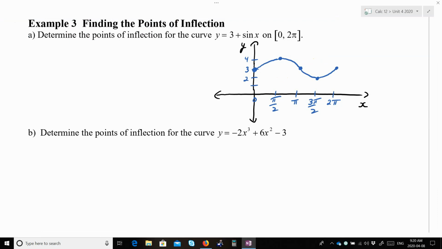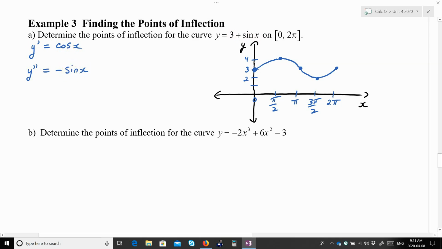Here's how we do it analytically. We have to find the second derivative of the function and then find where that equals 0. So the first derivative, first of all, is the derivative of 3 plus sine x. The derivative of 3 is 0. The derivative of sine x is cos x. And then the second derivative of that, the derivative of cos x, is negative sine x. And we want to know, where does negative sine x equal 0?